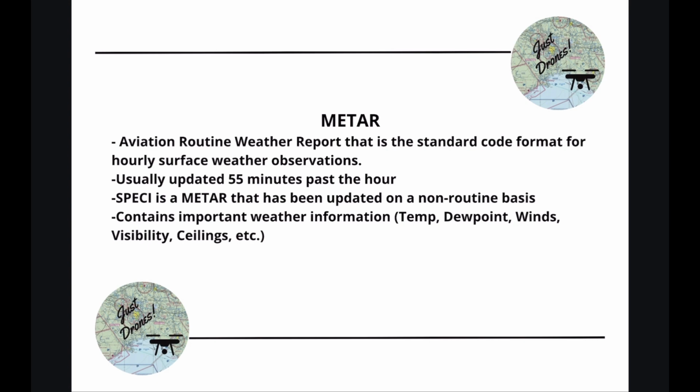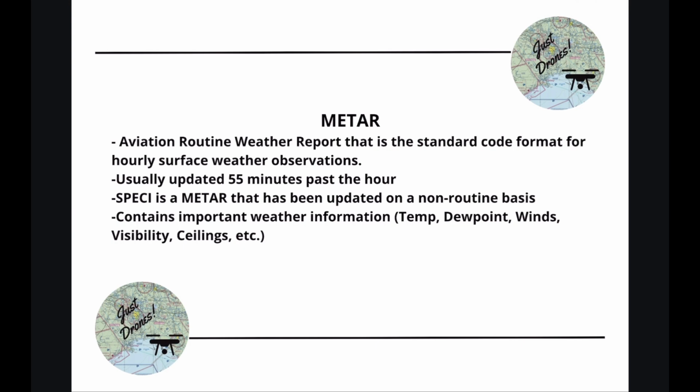A METAR is simply an aviation routine weather report that is a standard code format for hourly surface weather observations. It's usually updated 55 minutes past the hour. Sometimes it's not though. It can be very close to those 55 minutes, but not always. You can also have a METAR that is labeled as SPECI. A SPECI METAR is simply a METAR that has been updated on a non-routine basis. So this could be because there was an error in the first METAR that was reported, or the weather has changed so dramatically within that past hour that they needed to update it sooner than 55 minutes past the hour.